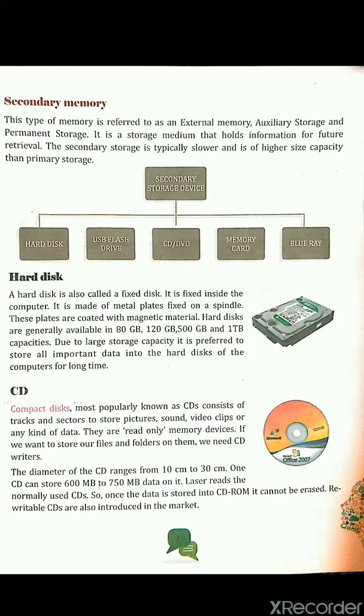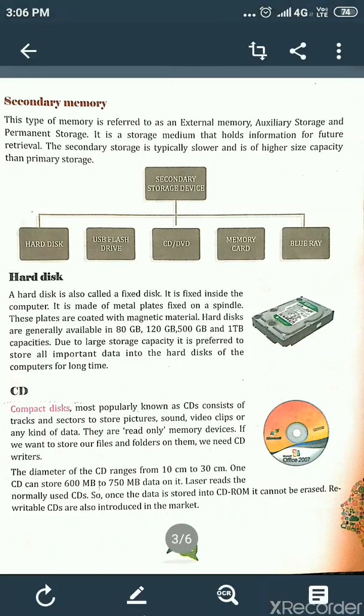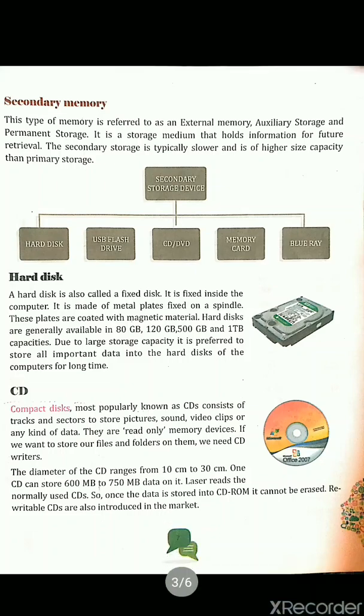Next, CD. The full form of CD is compact disc. CD is an optical storage device. It consists of tracks and sectors to store pictures, sound, video clips, or any kind of data. They are read only memory devices. CDs are normally called CD-ROM: CD for compact disc and ROM for read only memory.